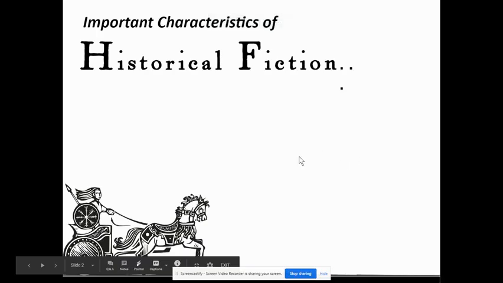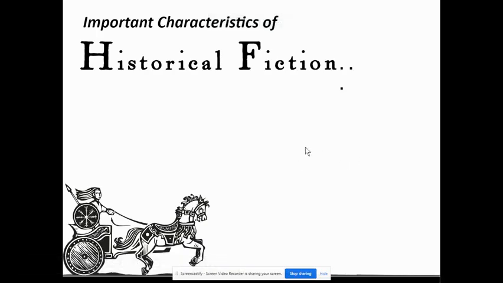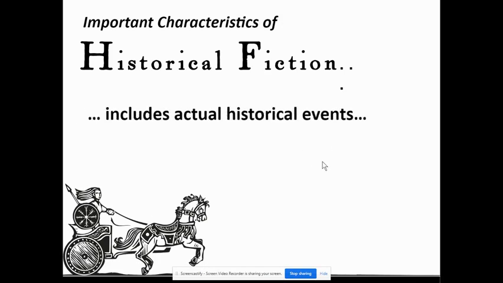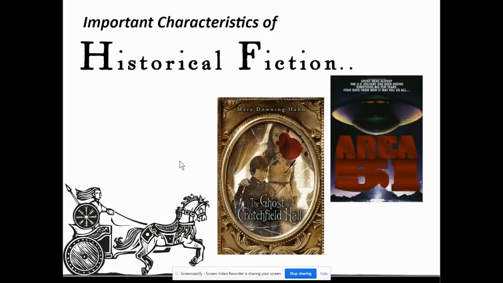Okay, today we're going to learn the characteristics of historical fiction. Number 1, it includes actual historical events, but avoids rumor. So, for example, we have a story that's about Area 51.